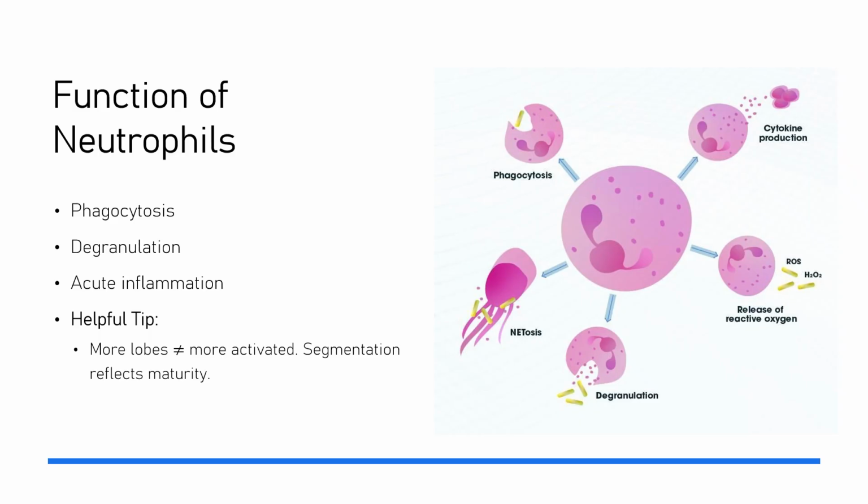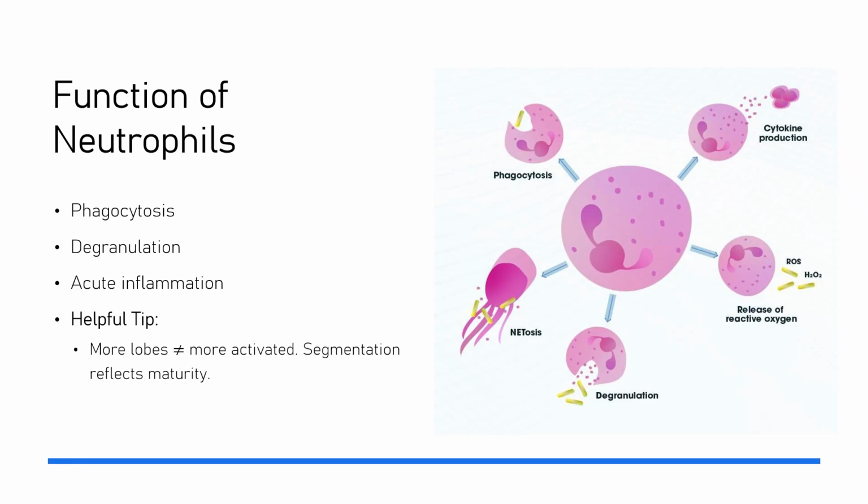Another fascinating function of neutrophils is something called NETosis. During this process, neutrophils release strands of their own DNA into the extracellular environment, creating web-like structures called neutrophil extracellular traps. These traps help immobilize bacteria and prevent them from spreading through tissues. All of these processes contribute to acute inflammation, which is the body's immediate response to infection or injury.